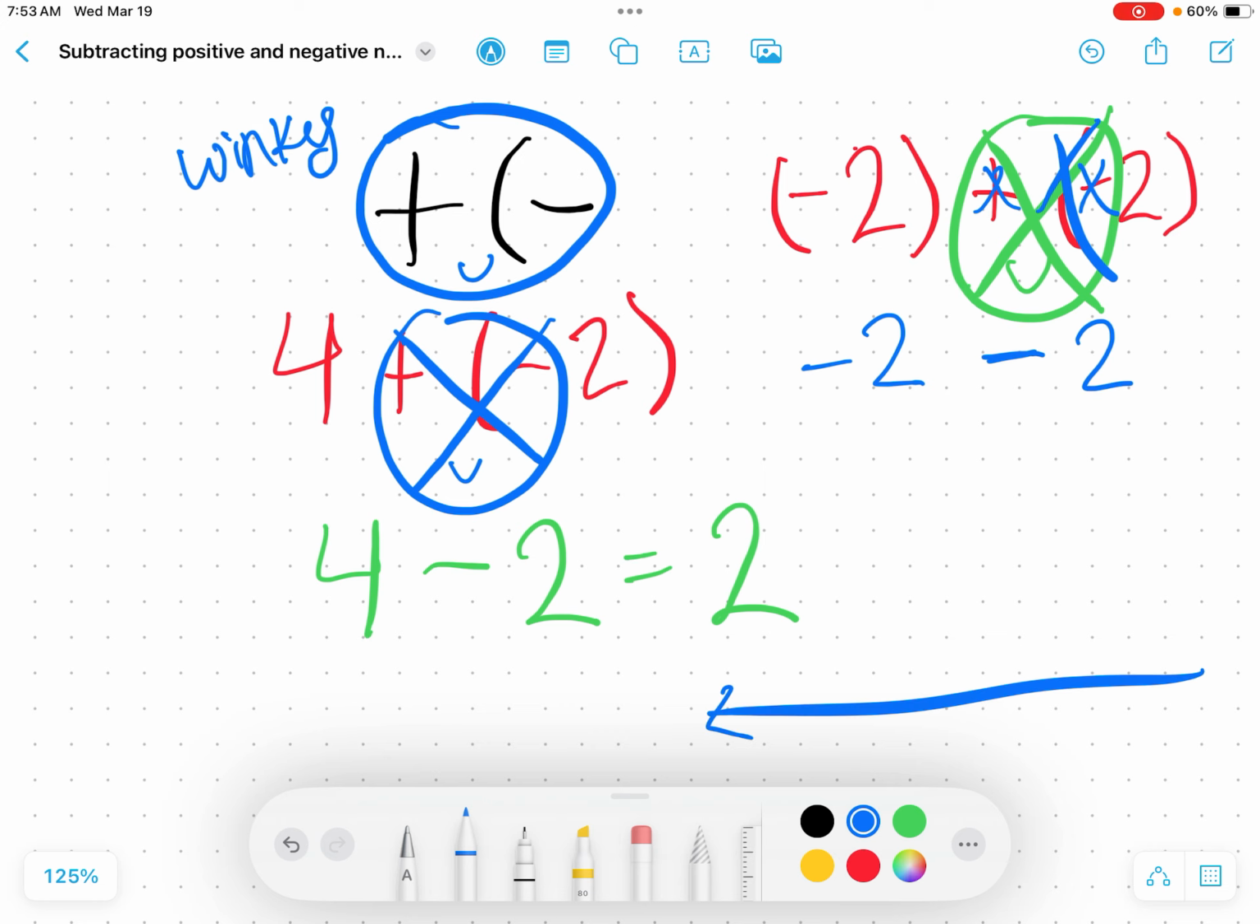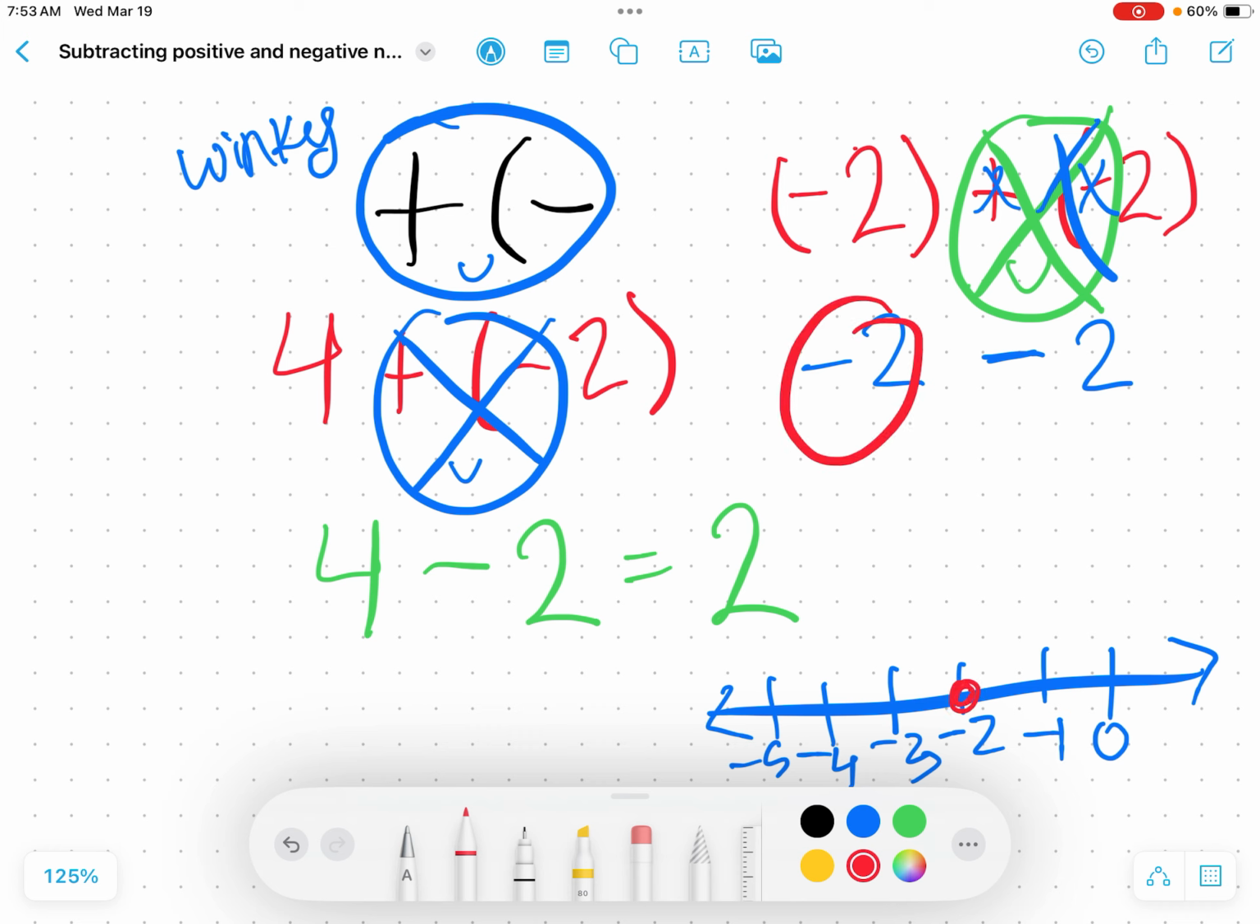So if we're starting on our number line, that means we are going to start at negative 2. We're on our number line right here. Subtracting tells us that we're going left on the number line. And then this tells us how many spaces we're going, which would be 2. So that gives us negative 4.